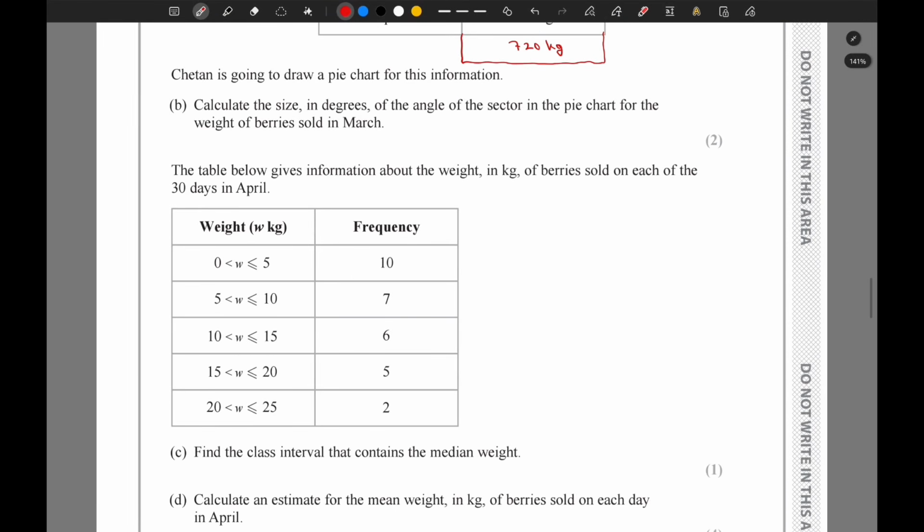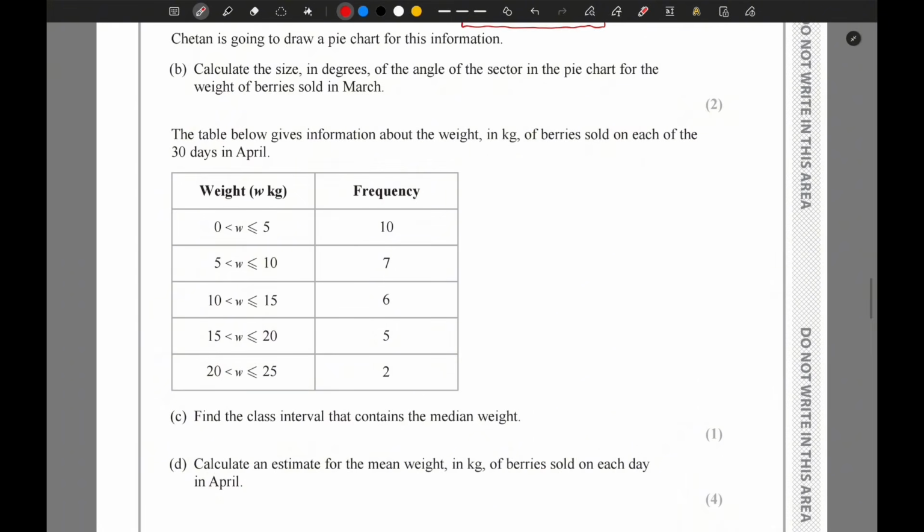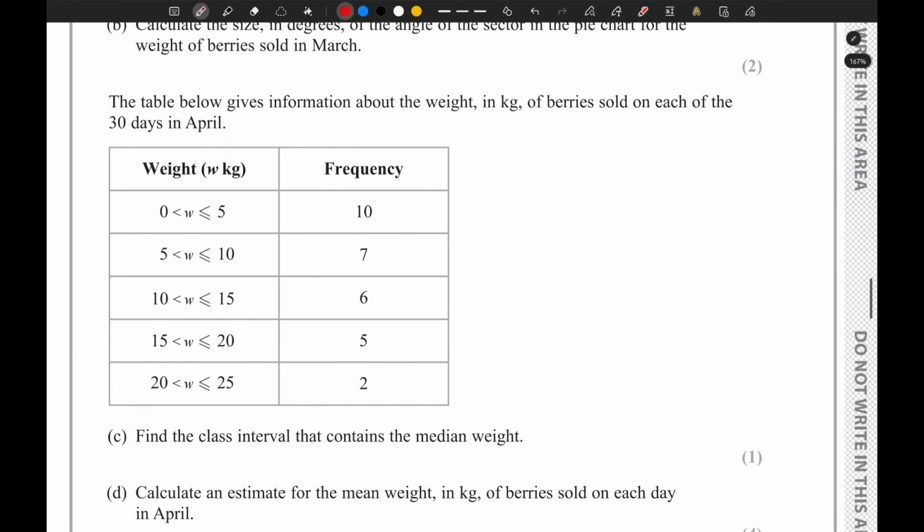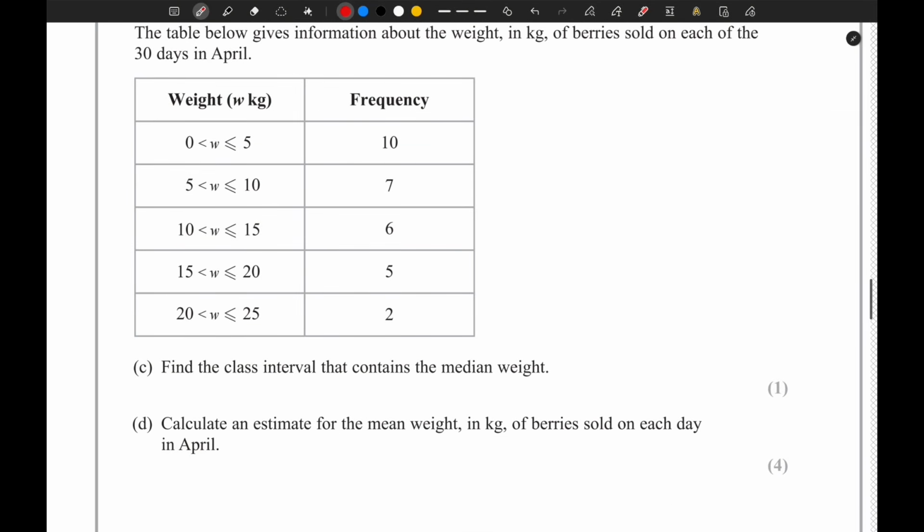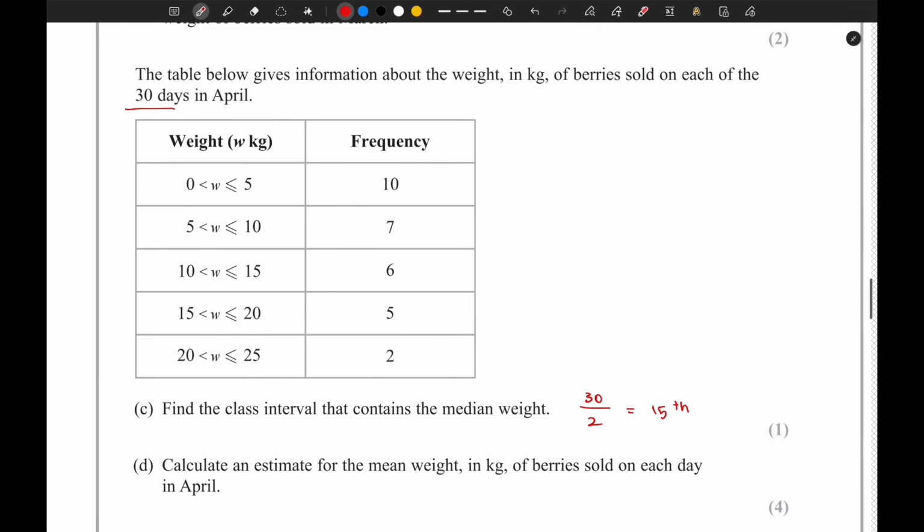Now the table below gives information about the weight. Okay. Find the class interval that contains the median weight. In order to find the median position, we know that the total frequency is 30. So we divide 30 by 2 and get 15. So the 15th is the median position. In the first class the cumulative frequency is 10, and in the second class it is 17, which means that the median lies in this class. So the answer is W is greater than 5 but less than or equal to 10.